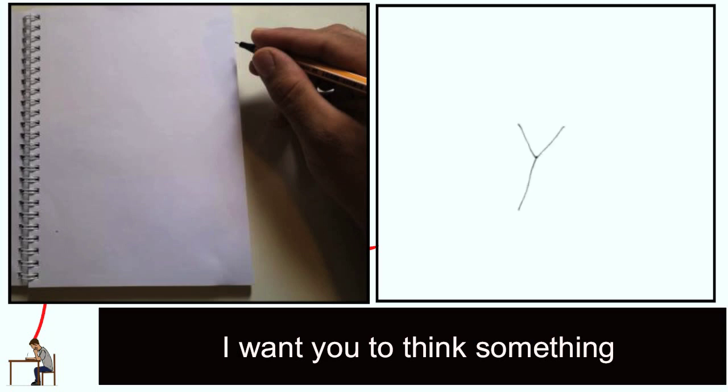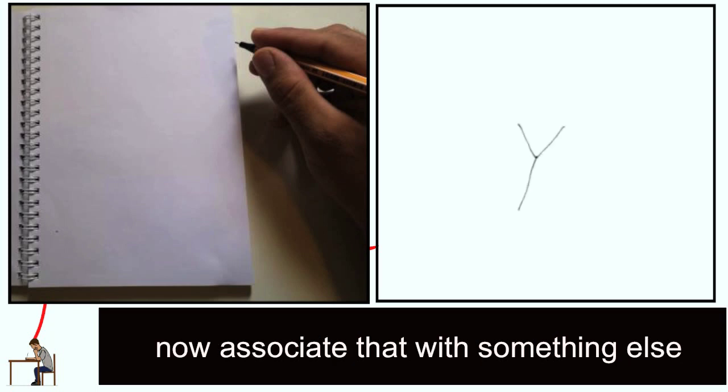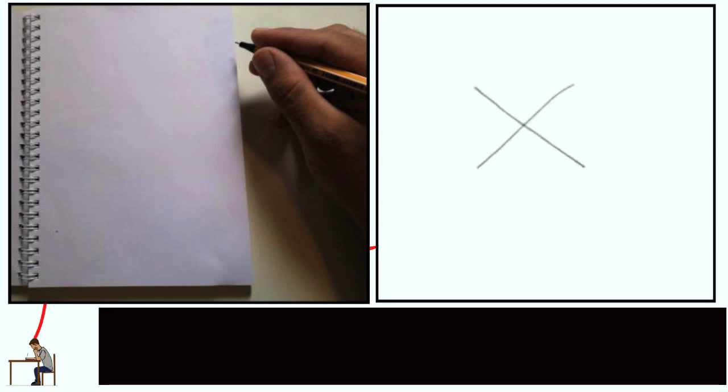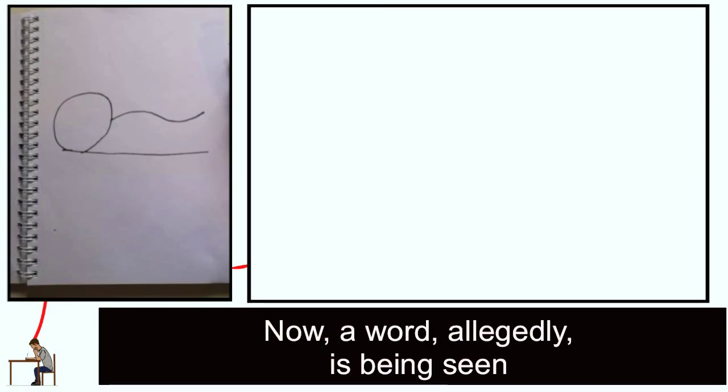I want you to think something. Now, associate that with something else. And draw it. Nice. Now, a word, allegedly, is being seen.